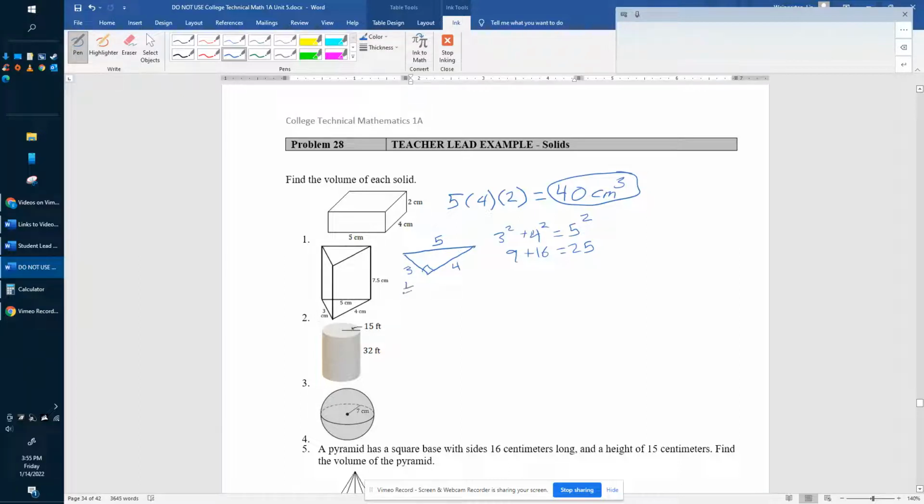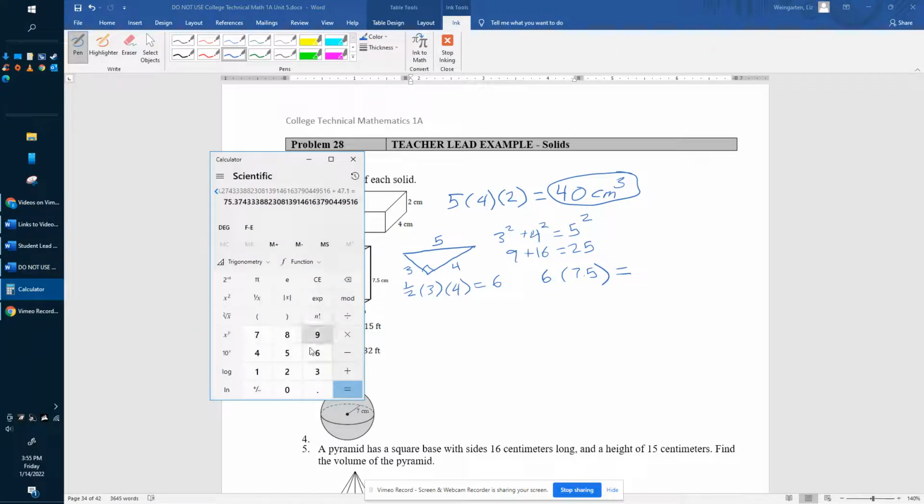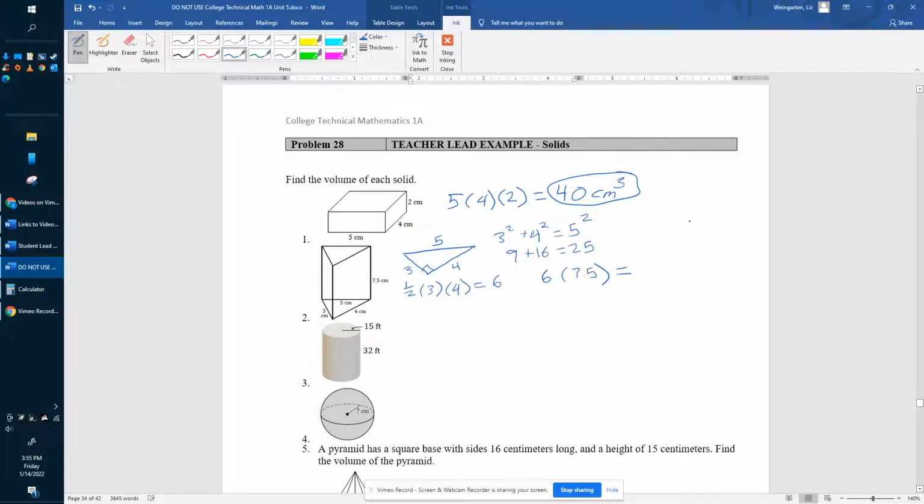So 1/2 times 3 times 4 is 6. So the area of the base is 6. We're going to multiply that by the height. 6 times 7.5 is 45 centimeters cubed.